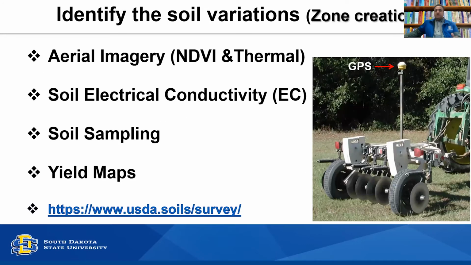So how do we identify the soil variation and create zones? Aerial imagery, soil electrical conductivity, soil sampling, yield maps, and the soil survey provided by USDA, which is free of charge, can be used for creating the zones. And I'm going to explain these methods.